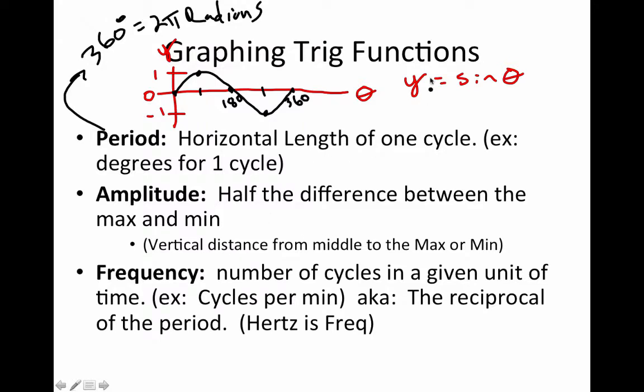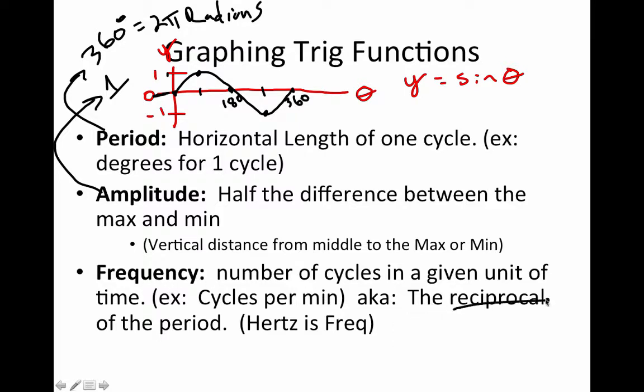The amplitude of these ones is half the difference between the max and the min. So the max is 1, the min is negative 1. The amplitude, for the most part, is usually going to be 1 unit. From the midline, up 1 unit, down 1 unit, that gives an amplitude of 1 unit.